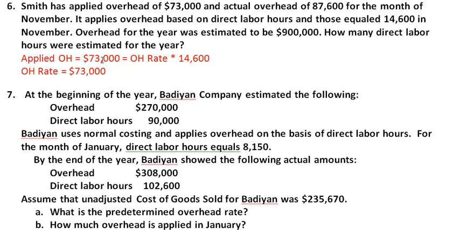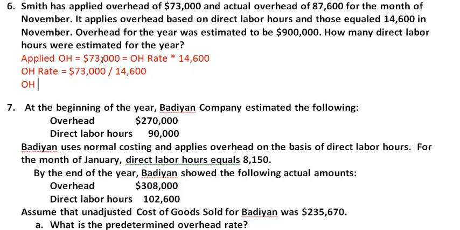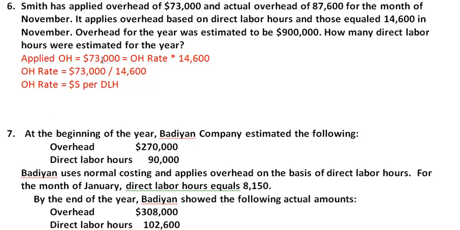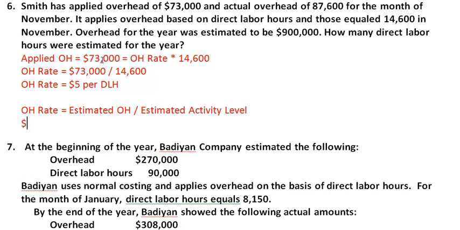So if I take the applied overhead and divide it by the cost driver, then we know that the overhead rate is $5 per direct labor hour. Now, to come up with the overhead rate, we know that the formula is to take the estimated overhead and divide it by the estimated activity level. We know that the overhead rate is $5, calculated that.